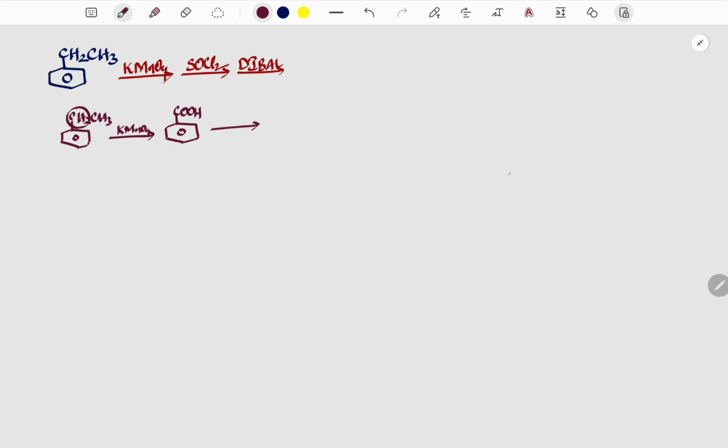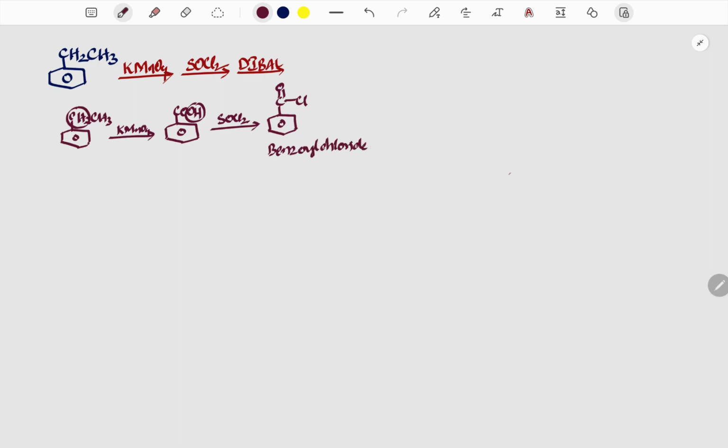The benzoic acid is treated with SOCl2, and here a carboxylic acid group is there. So in the carboxylic group, the OH group is replaced by chloride, forming carbonyl chloride. So it is a benzoyl chloride.